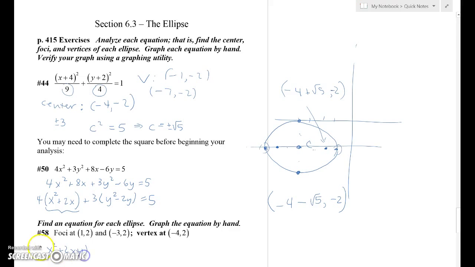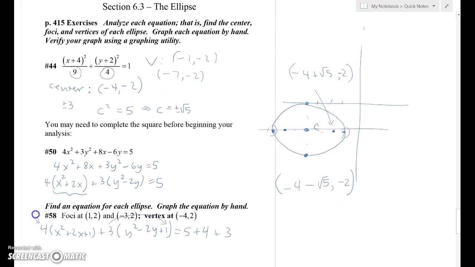inside those parentheses, how much have I really added? Oh, I've really added a 4 because of the 4 outside the parentheses. Then I have plus 3, and I need to add 1 inside this set of parentheses to complete this square, but I'm actually adding 3.